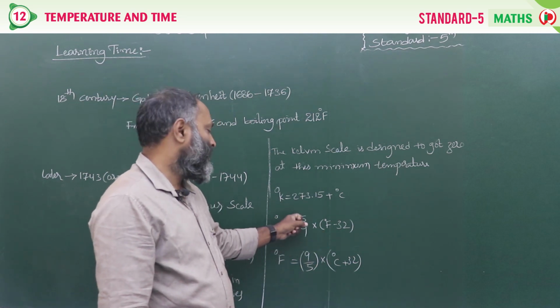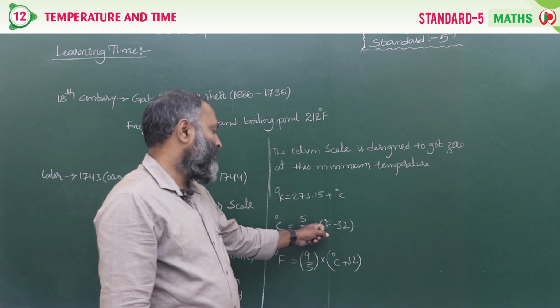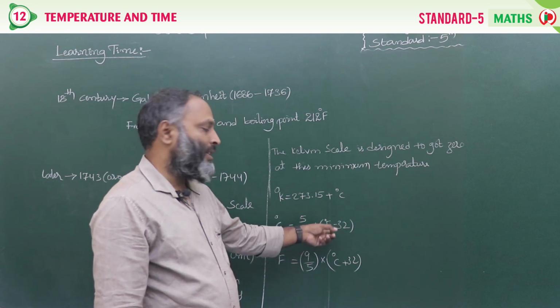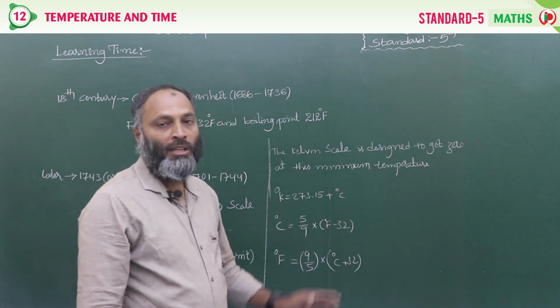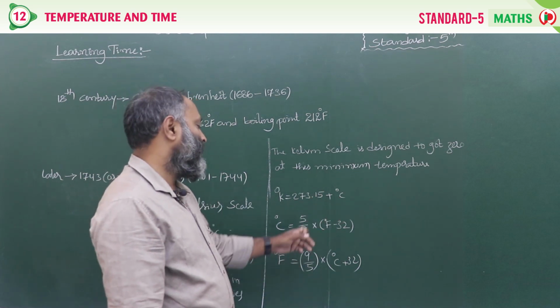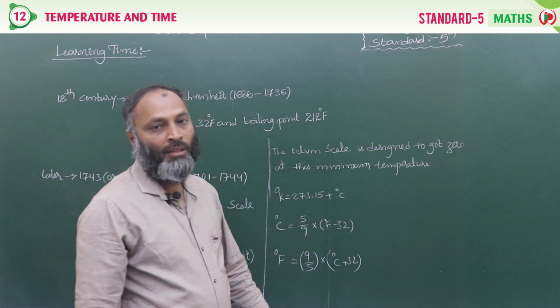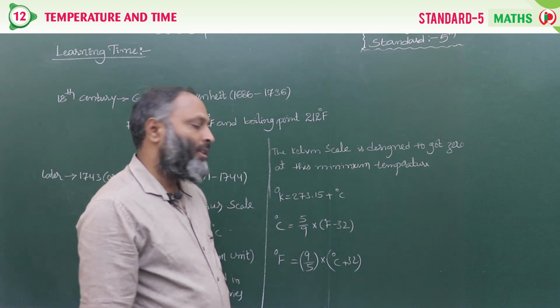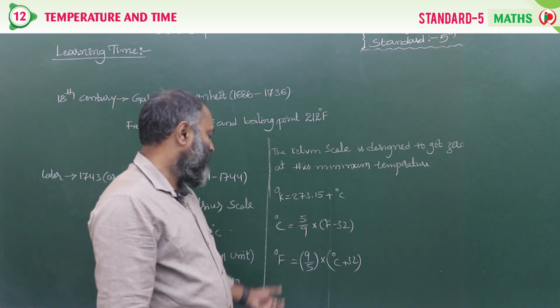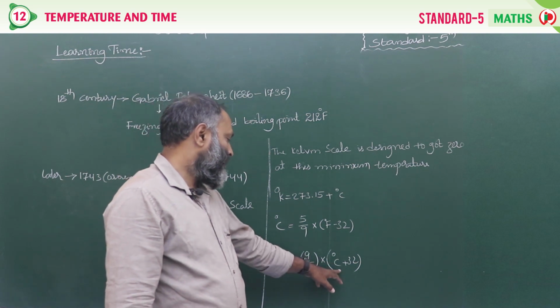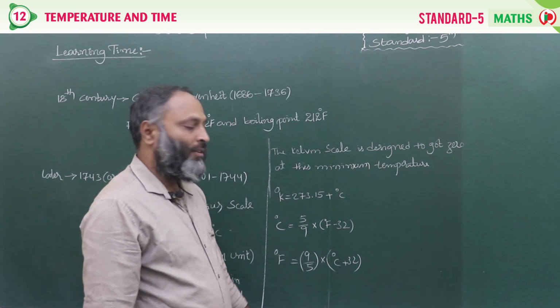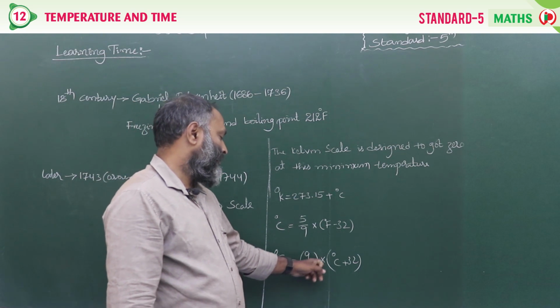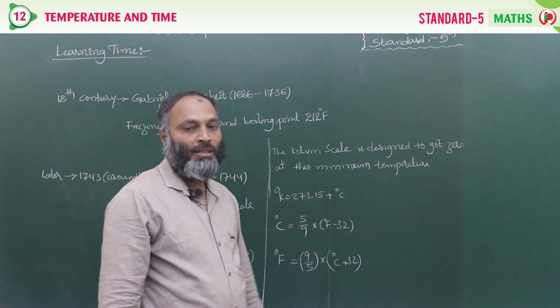The formula is 5/9 times (Fahrenheit temperature minus 32). Whatever the temperature is, you subtract 32 from it and multiply that by 5/9, then you will get the complete temperature in degrees Celsius. Then Fahrenheit: how to convert degrees Celsius into Fahrenheit? The formula is 9/5 times degrees Celsius plus 32.